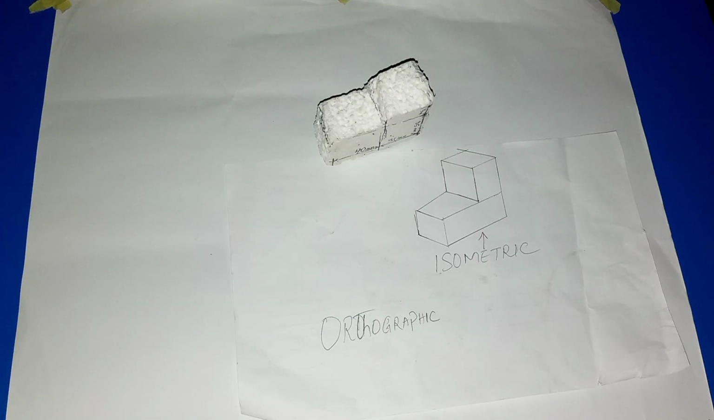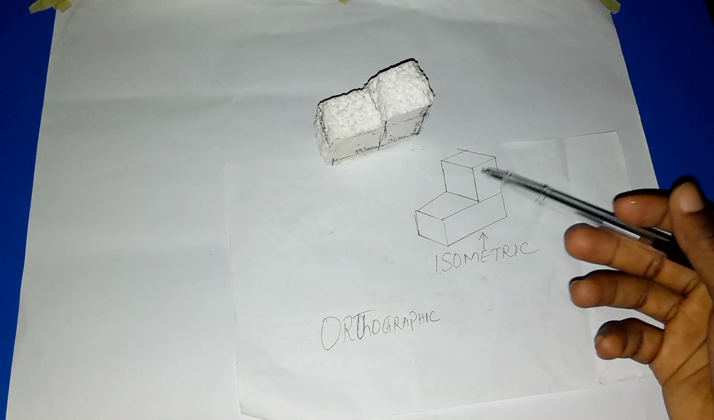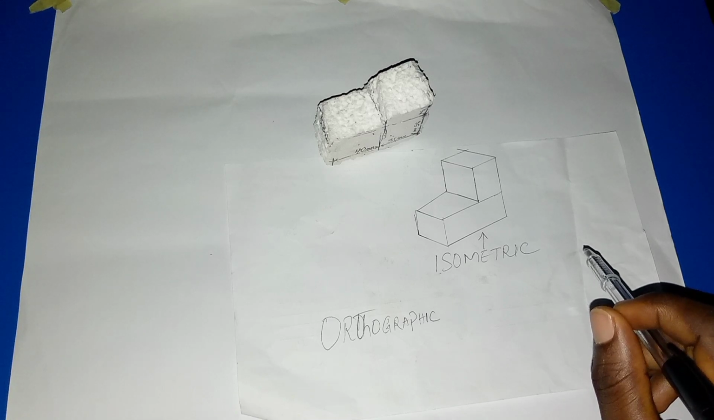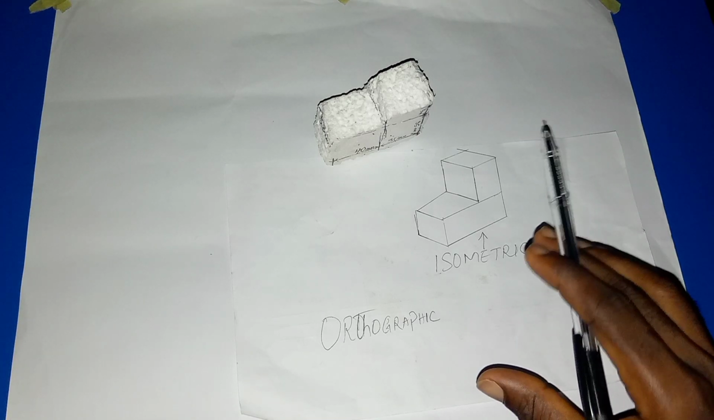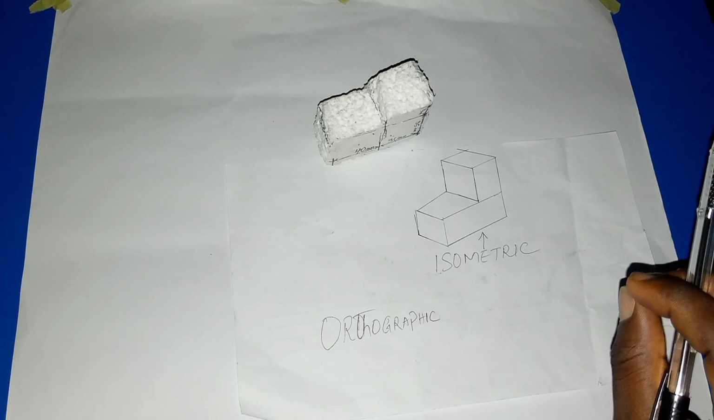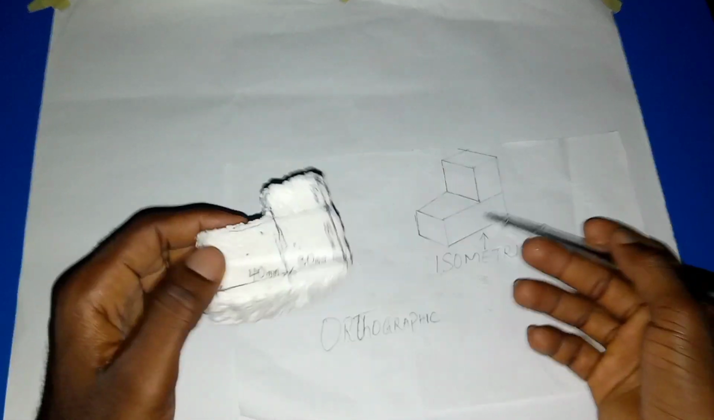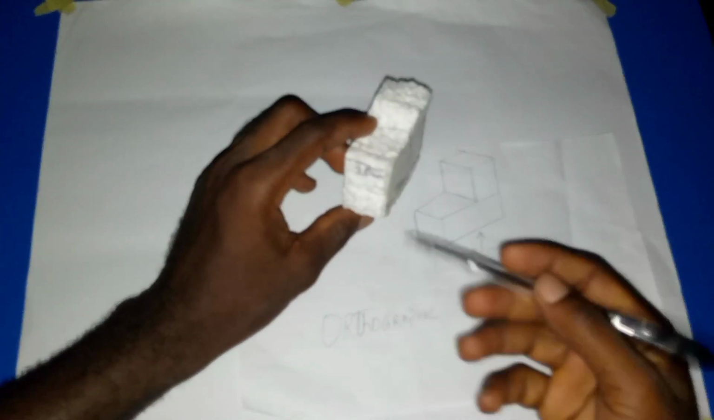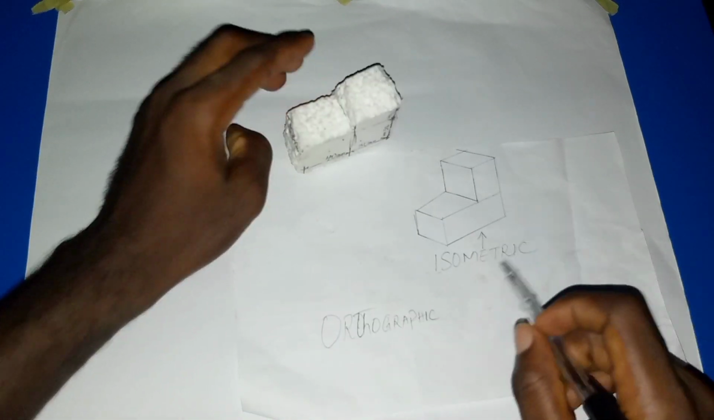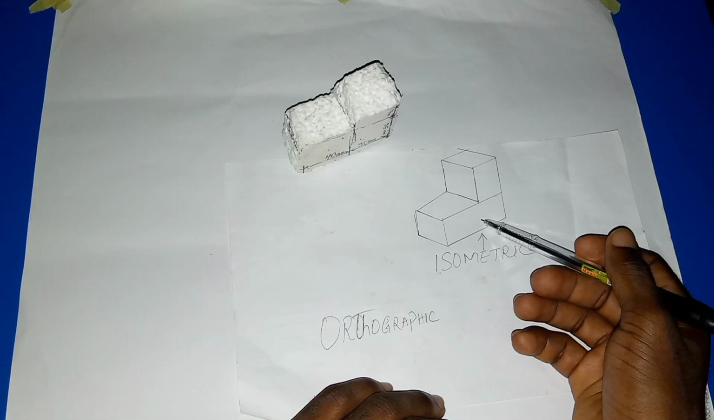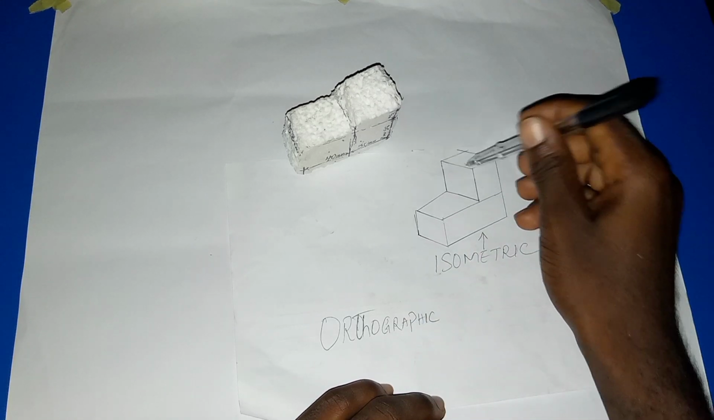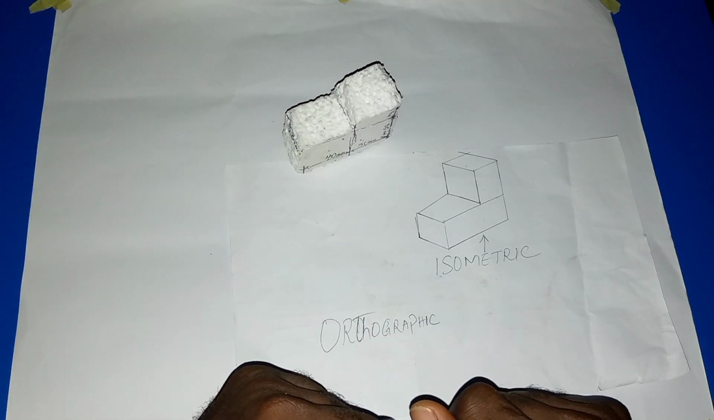When you see an object that is represented in this form, it is actually an isometric drawing. Isometric drawings are drawings that are seen in a three-dimensional view. Just like the sketch I made here, which is a brief representation of this. We are actually seeing this in a three-dimensional view, where we can see the side view, the front view, the side view, and the third view, three-dimensional views.